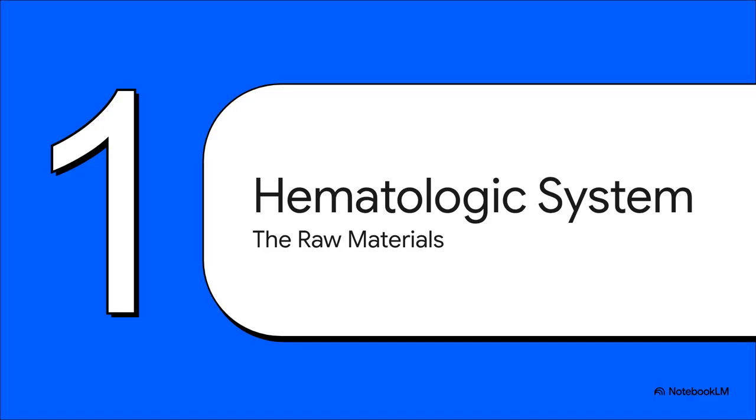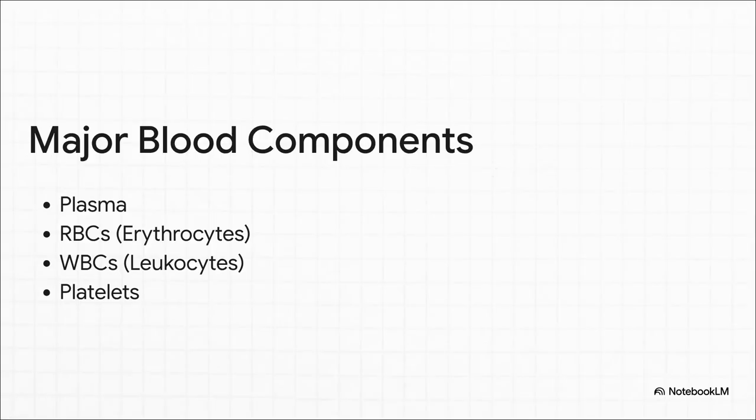Section 1, our hematologic system breakdown. This is where we look at the raw materials. Now, as a coder, you've really got to remember that this system is super documentation-based, relying almost entirely on lab findings. So, first things first, you have to know your raw materials. The bloodstream is essentially made up of 4 major components, and for the CPC exam, you must know their formal medical terms. We've got plasma, erythrocytes, which are your red blood cells, leukocytes, your white blood cells, and thrombocytes, which you probably know better as platelets.